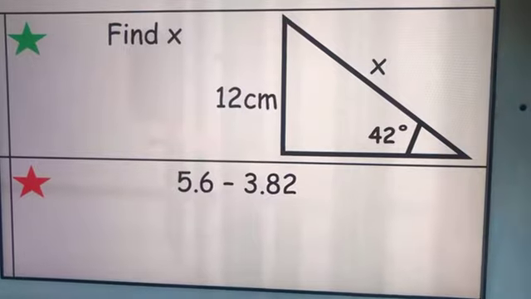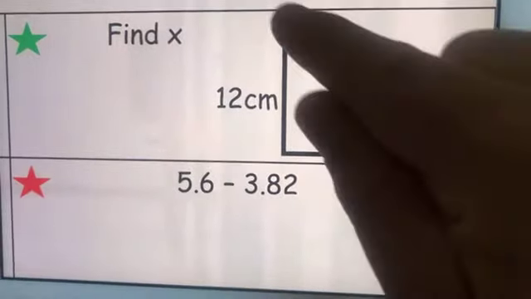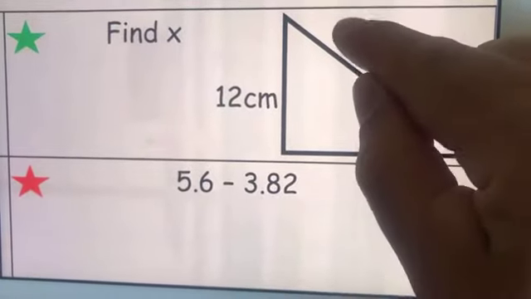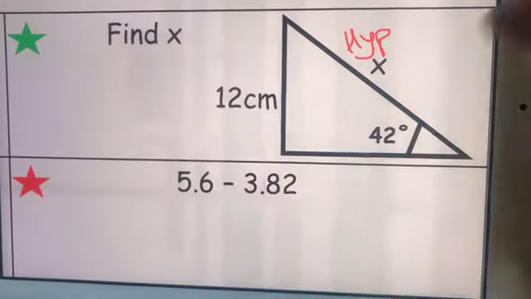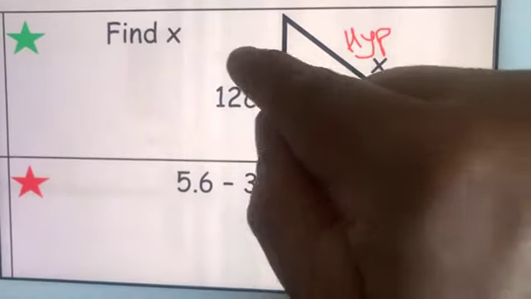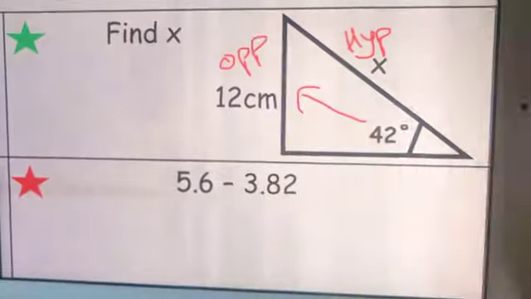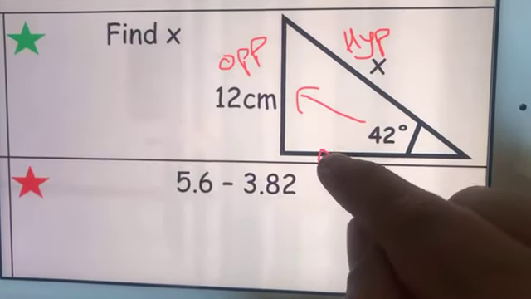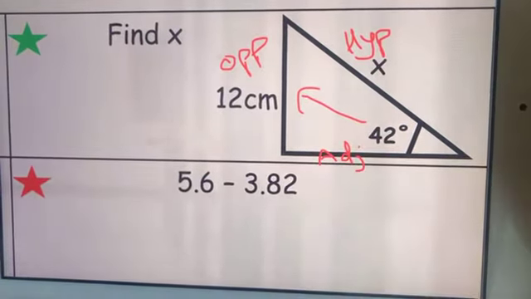Your first step every single time, you've got to label your 3 sides. This long slanty one is called your hypotenuse. This one over here is called the opposite, because it's opposite the 12. And then this one by here is called your adjacent. That just means next to the angle.